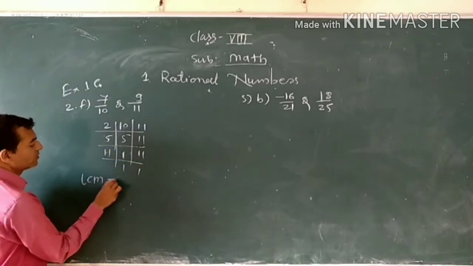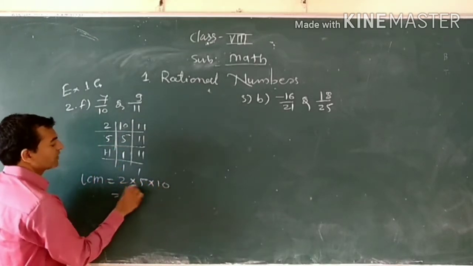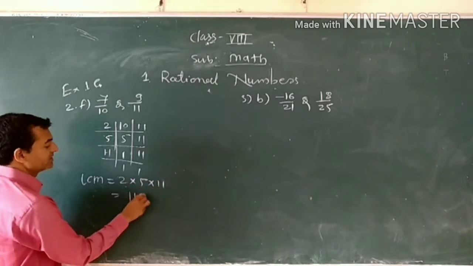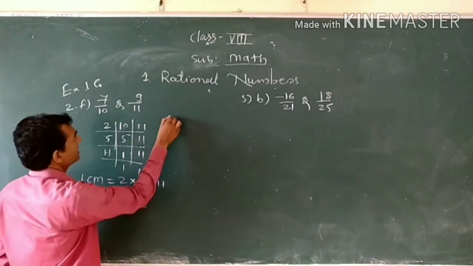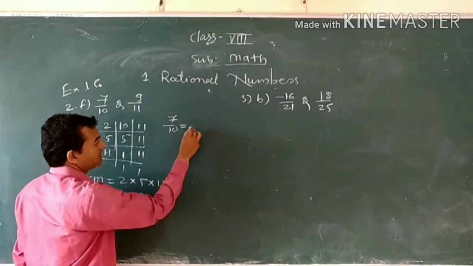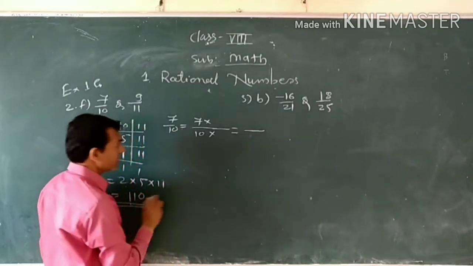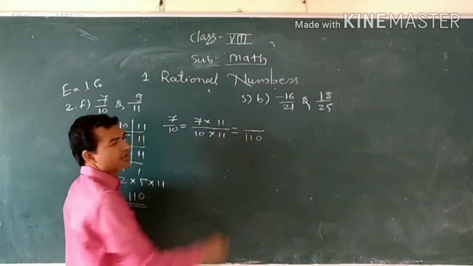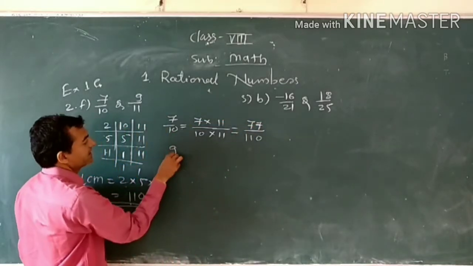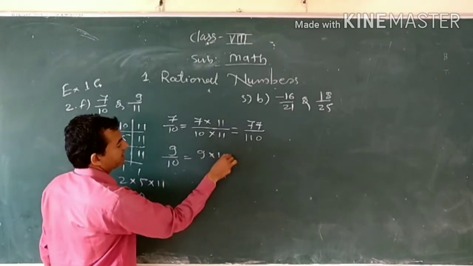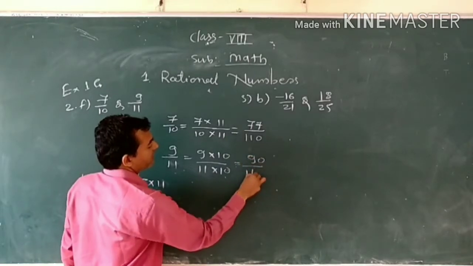So LCM is equal to the product of these numbers, 2 into 5 into 11. 2 5s are 10, 10 into 11 means 110. This is your LCM. Make the denominator the same: 7 by 10, so you have to multiply by 11 on the top and bottom, and you get 77 by 110. The next number is 9 by 11, which equals 9 into 10 over 11 into 10, so you get 90 by 110.